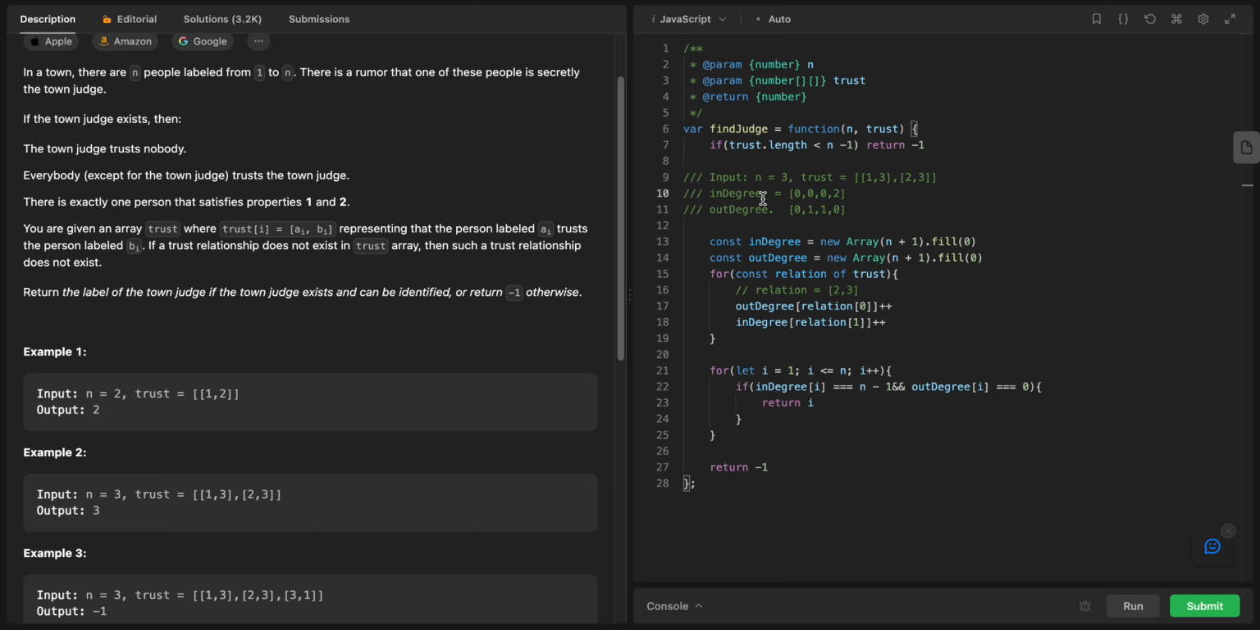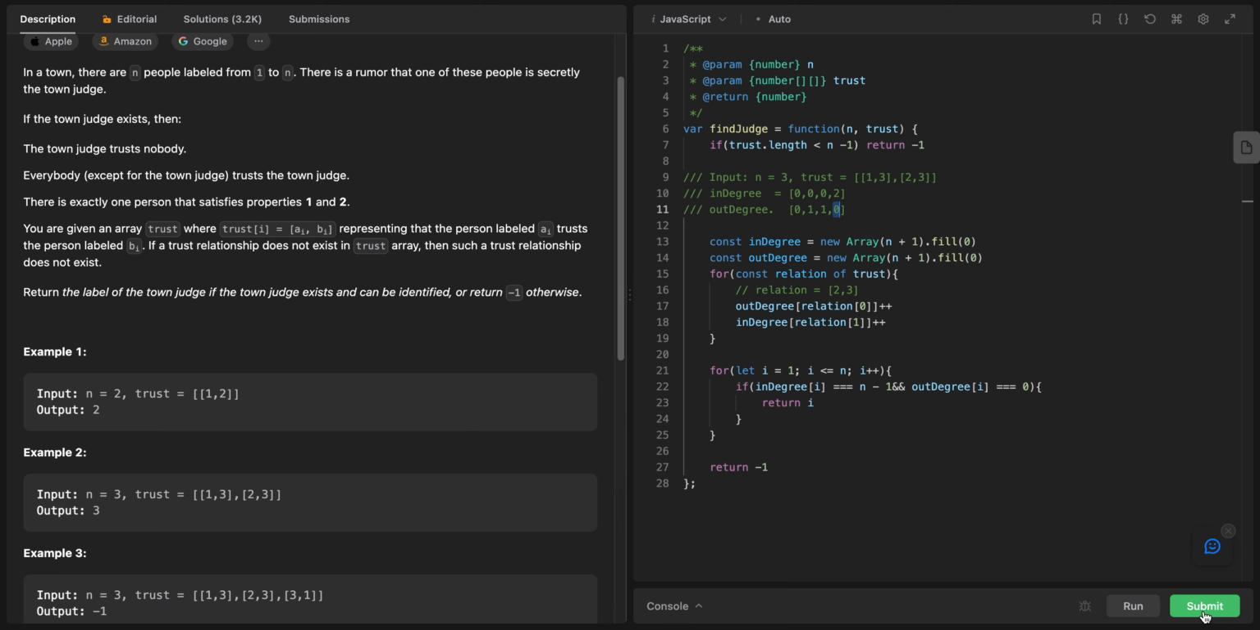So we have the in degree and the out degree, and we are looping in the second loop, and we are saying, let I equal 1, and we have 3 people, so we have person number 1, person number 2 and person number 3. So I'm saying that if in degree of I equals n minus 1, we have 3 people, and two people trust one. That means all of the people are trusting this man, and the out degree of this person is 0. He trusts nobody, so he is the judge. This is how the formula is working for this specific function.